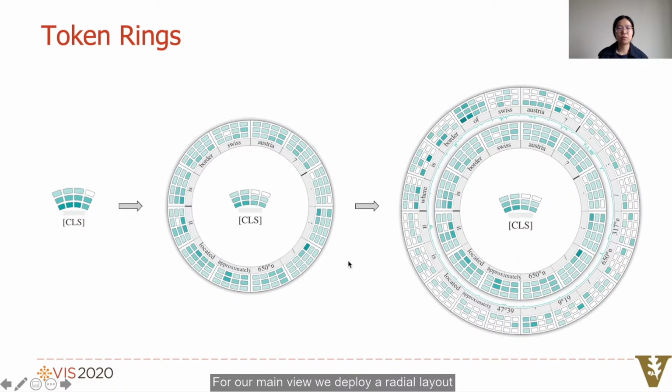For our main view, we deploy a radial layout, where each ring of tokens corresponds to a given layer. Starting from the classification token at the last layer, each preceding ring contains tokens from the prior layer that have some influence on the embedding of the tokens in the next layer. This allows us to trace token influence throughout the model.